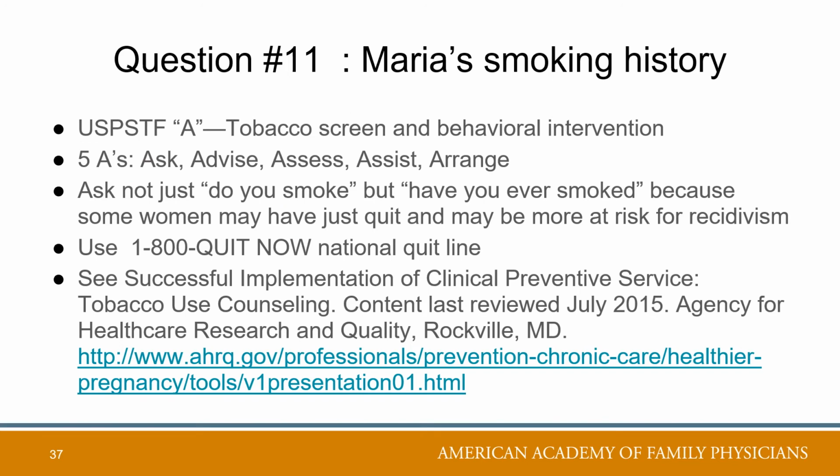Let's talk about the smoking history for Maria. So we know that the USPSTF Grade A recommendation is to do a tobacco screen and behavioral intervention. The 5 A's include asking, advising, assessing, assisting, and arranging. So you don't want to necessarily ask just, do you smoke, but have you ever smoked? And some women may have actually just recently quit and may be at higher risk for smoking again.